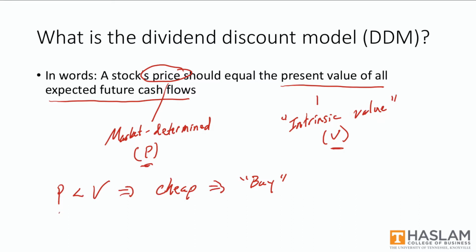On the other hand, if P is greater than V, then its price is more than we think it should be worth, and so we would say that stock is expensive, and we'd take that as a sell signal.